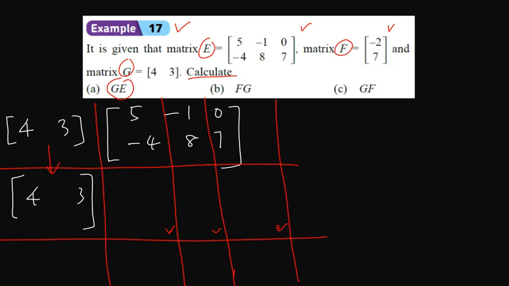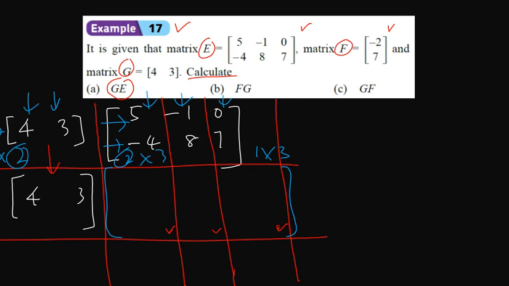Before that, let's predict the product. This is 1 by 2. This is 2 by 3. So of course you can multiply because they have the same column and row. And the product will be 1 by 3. So it's correct. This matrix is 1 by 3. Okay, let's do it.